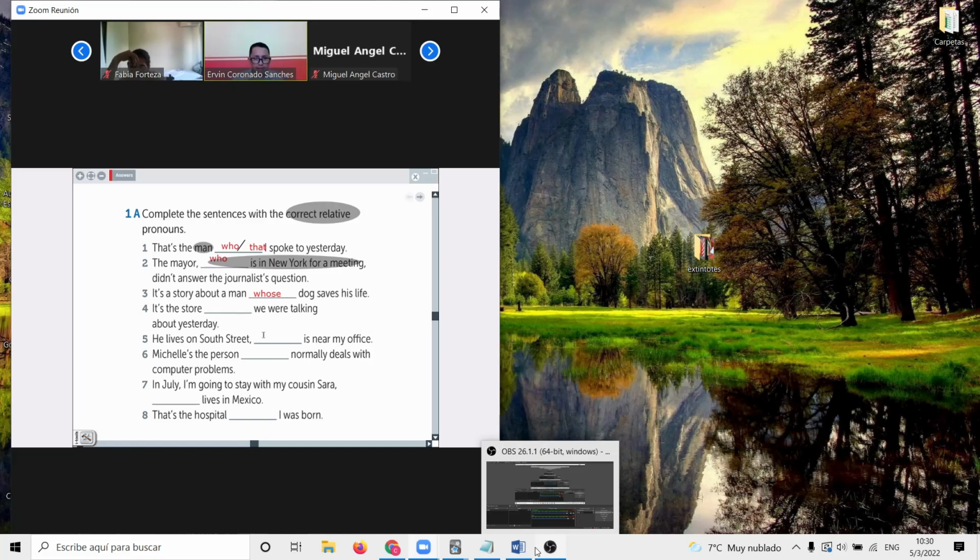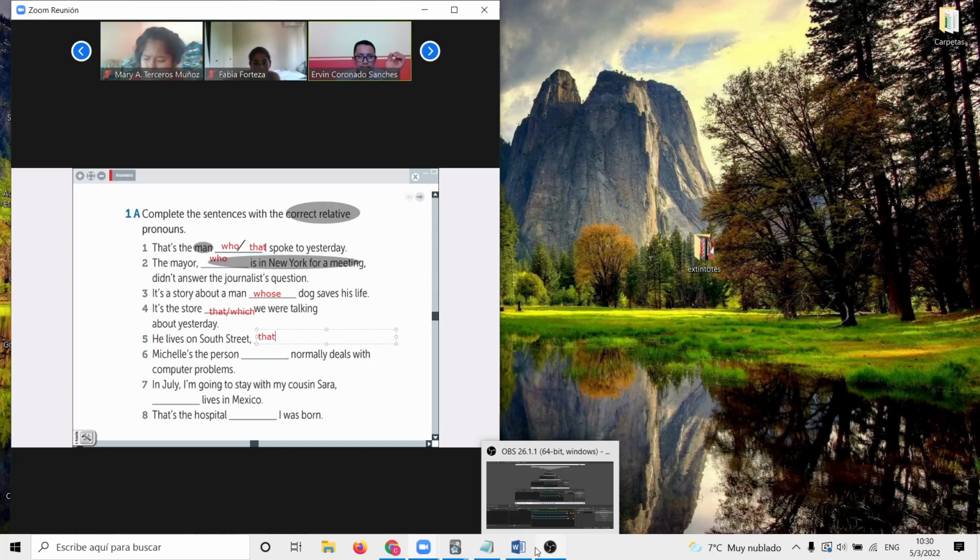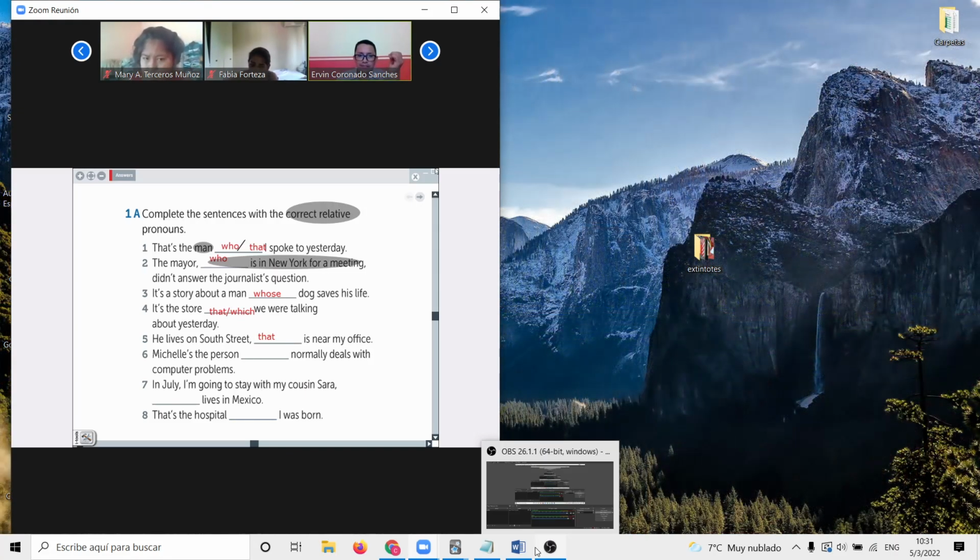Number 4, it's the store that we were talking about yesterday. We can say that, or we can also use which. That's the store which or where we were talking about yesterday. Number 5, he lives on South Street. Where is... And where, are you sure? He lives on South Street. That, teacher? Sorry? That, or you can also say which. That or which is also correct.